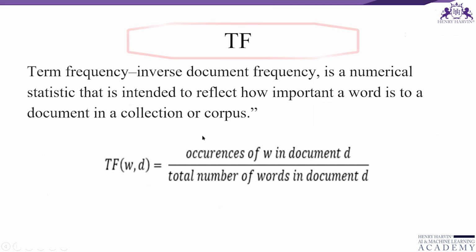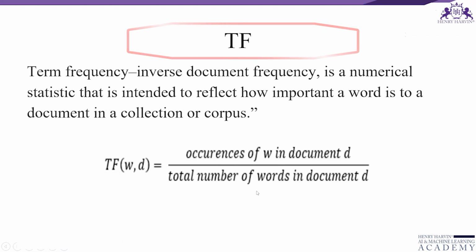Now let us try to understand what is term frequency. So TF-IDF is another statistic that is intended to reflect how important a word is to a document in a collection or corpus. So what does that basically mean? TF, that is term frequency, is equal to the number of occurrences of a word in a particular document divided by the total number of words in the document.